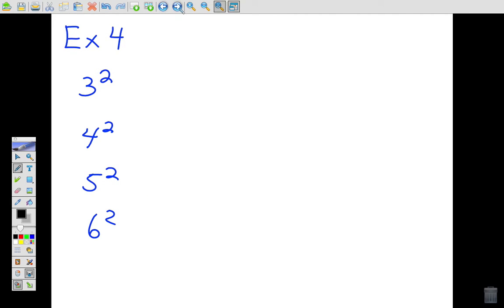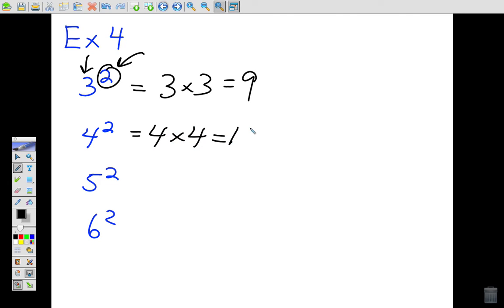Let's take a look at example 4 now. Now we're getting a different type of topic here with example 4. Here we're working with exponents. Now what does it mean if you have an exponent of 2? What does it mean if I have 3 squared? 3 squared means you're going to take the big number times itself twice, as the exponent says. So you have 2 of the 3's. 3 times 3 is 9. So 3 squared is 9. What does 4 squared mean? It means 4 times 4, or in other words, 16.